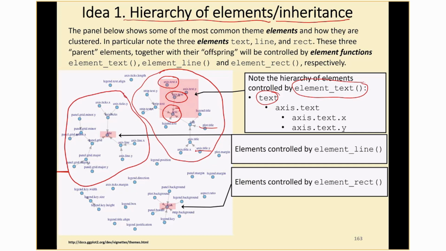And then there's another cluster here, including things such as axis ticks, or the line that makes up the x-axis or the y-axis, and they're all inherited from line, and they're going to be controlled by the function element line. And finally, there's a third large and important cluster where the components are essentially rectangular, like the background for the panel, the background for the plot, the background for the legend, and they're going to be controlled by the function element rect.